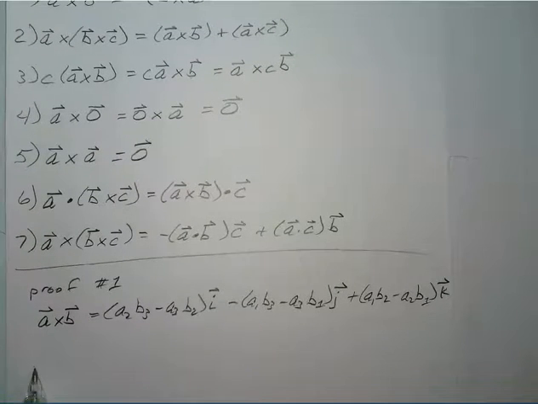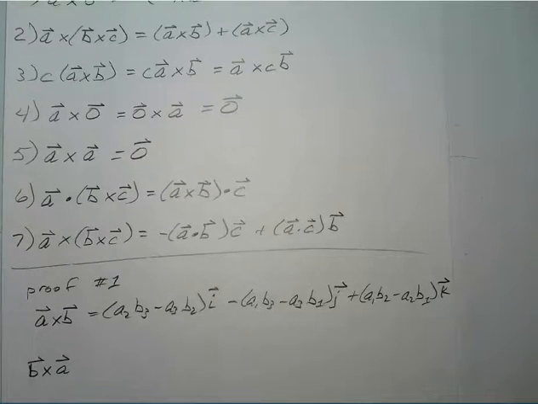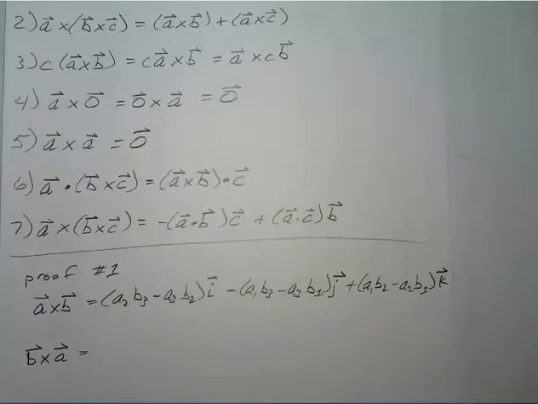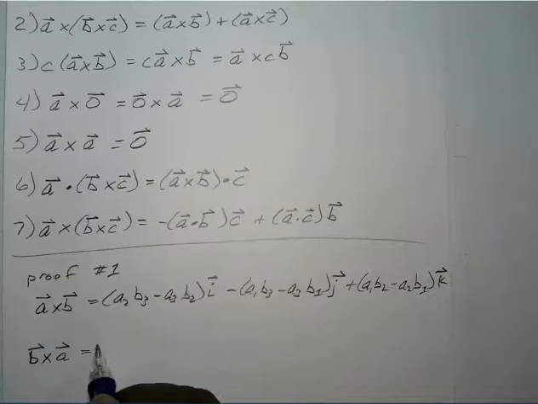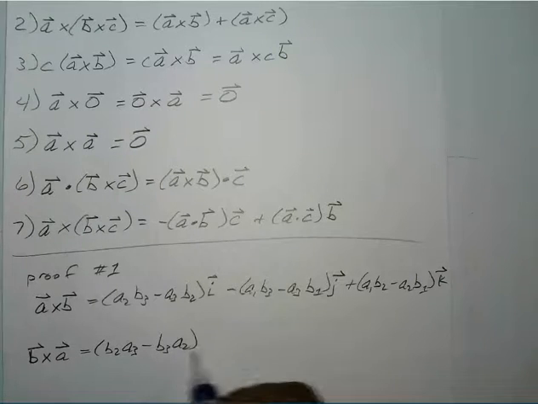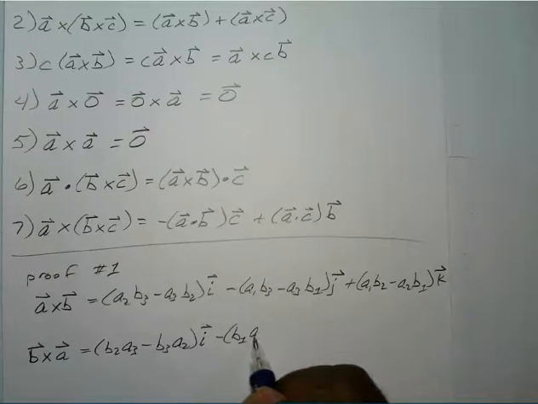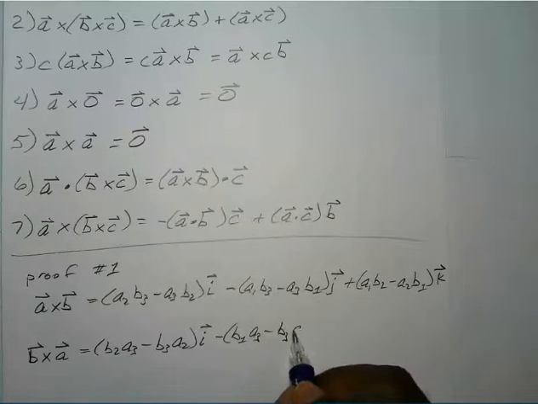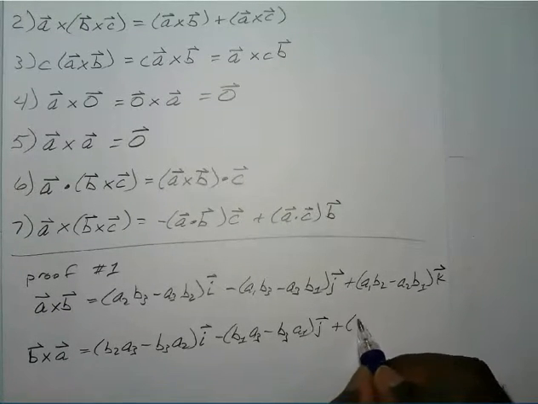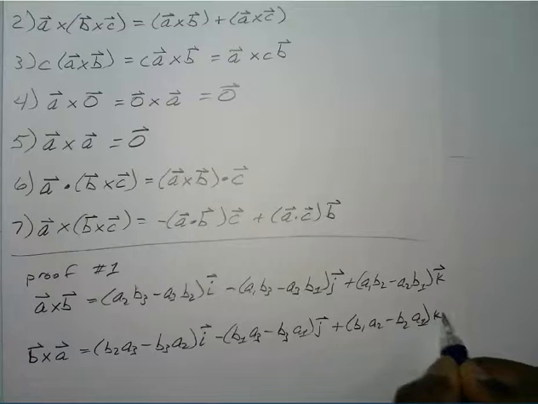Now if we switch those around, cross product of B and A, we'll see that if you use your 2x2 matrix format that we used before, you will end up with B2A3 minus B3A2 times your I unit vector minus B1A3 minus B3A1 times your J unit vector plus B1A2 minus B2A1 times your K unit vector.